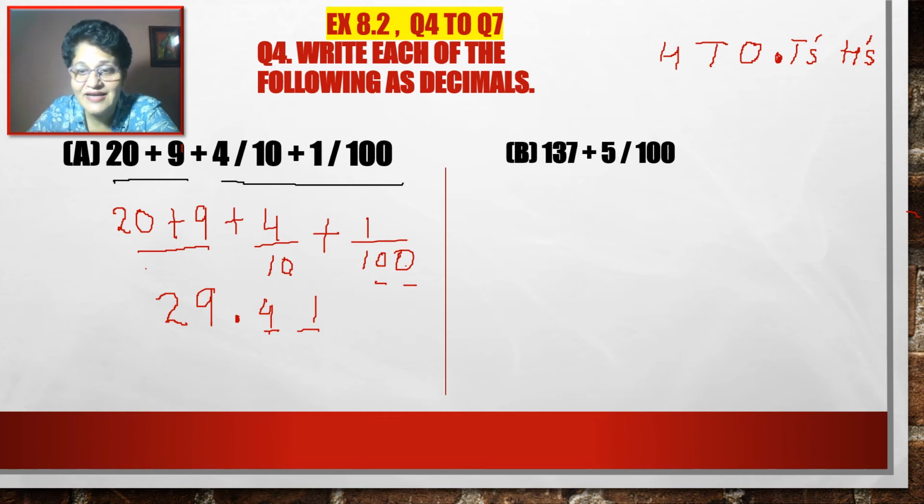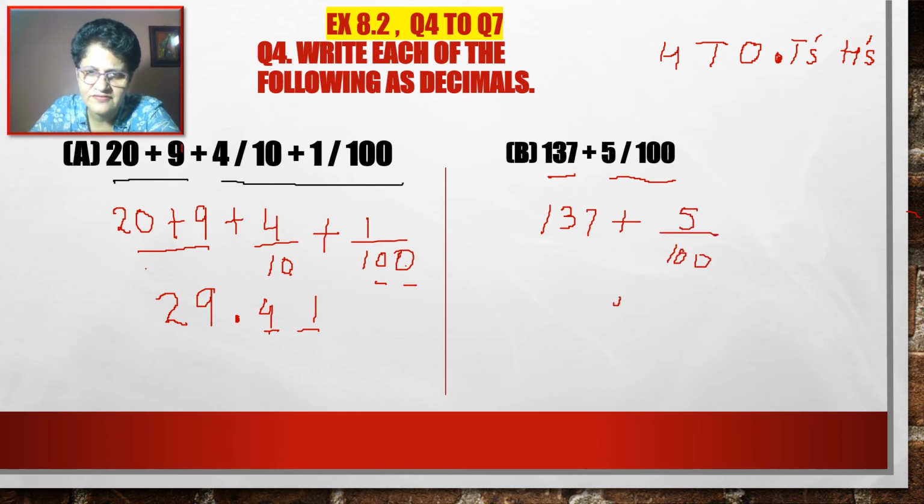So let's do this one again quickly, and I'm sure this time you'll be able to do it yourself and apply the trick and see how beautiful it is. Okay, so I know that 137 is a whole number and 5 upon 100 is what? A fraction part. Let me write it again. So this is 137, right? And then I write plus and then 5 upon 100. So clearly when you have a decimal, on the left hand side I write the whole number.